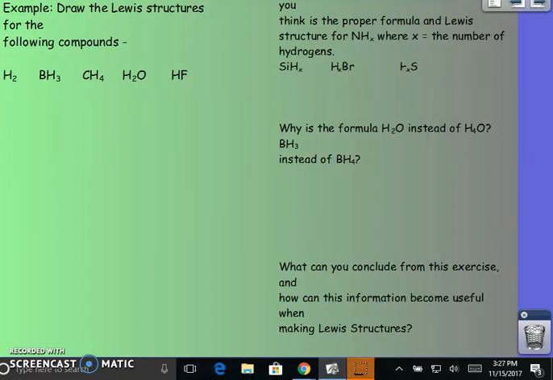Okay, so did you have a chance to visit and to try to draw these out? Okay, well, let's take a look at them together, and you look at your structure and compare it to mine. Okay, so this one is hydrogen, and hydrogen needs 1 electron, but there are 2, so 2.